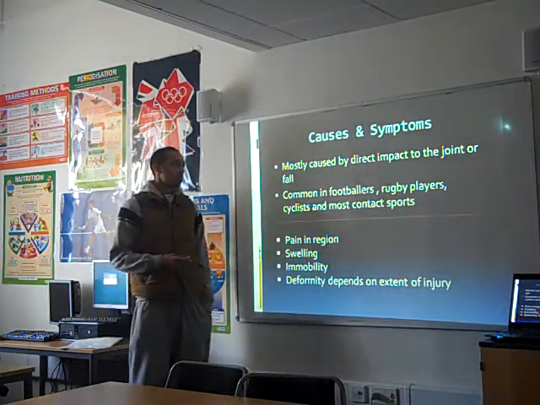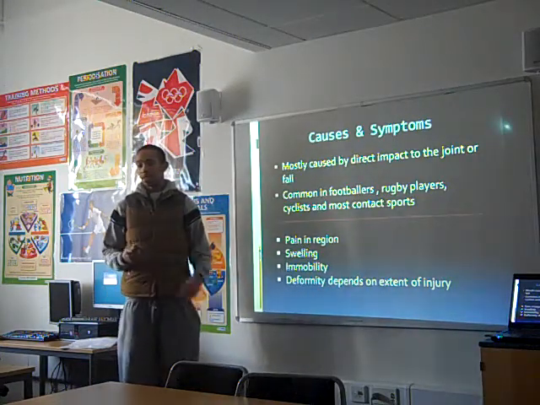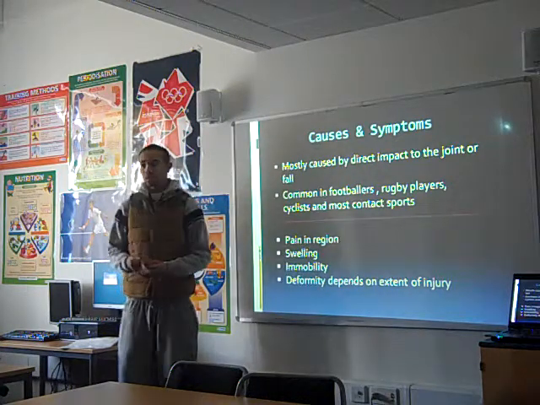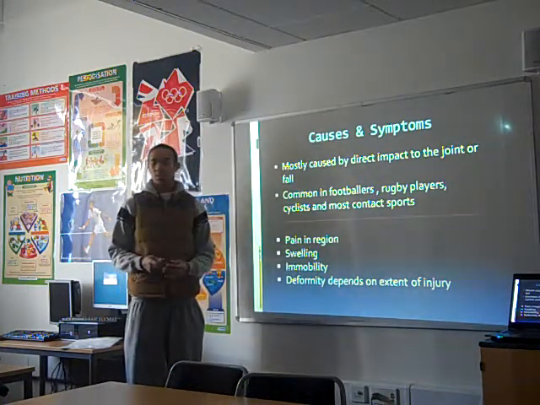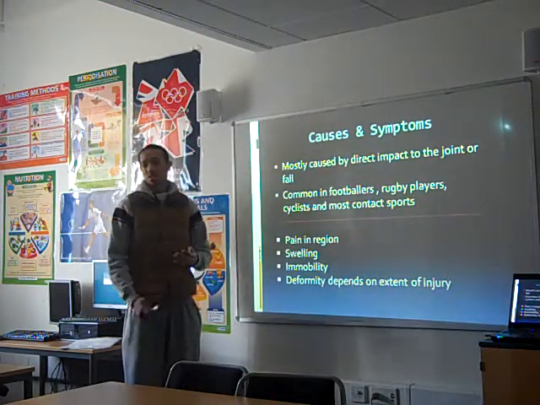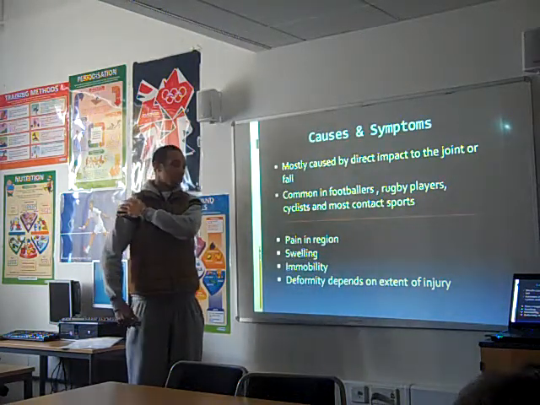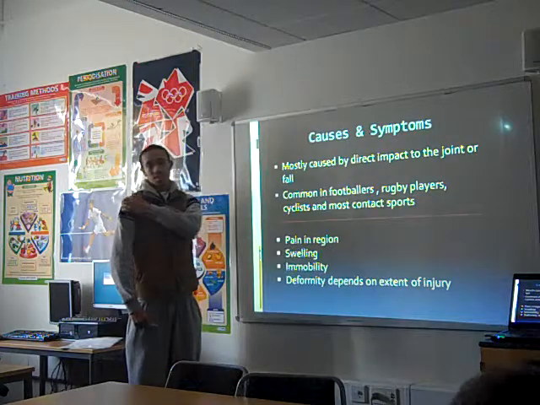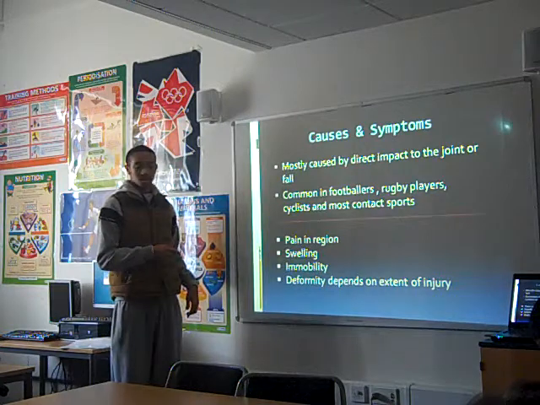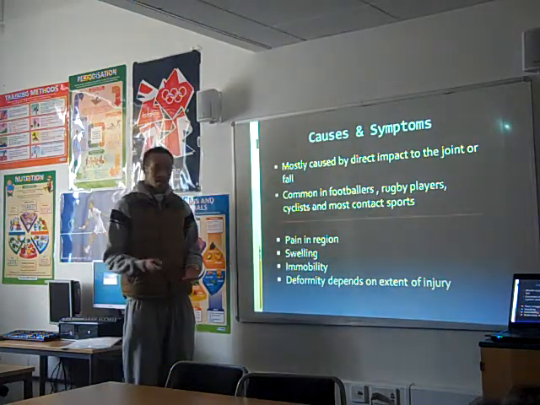Causes and symptoms. These are mostly caused by direct impact to the joint from a fall. Basically, these are common in sports such as football, rugby, and even cyclists, because when you're in a contact sport, if you get into a situation where you hit something with force, the pressure from the impact can rip the ligaments in your shoulder, and this is in cyclists as well, because when they drop off their bicycle or their motorbike, then it can happen as well.